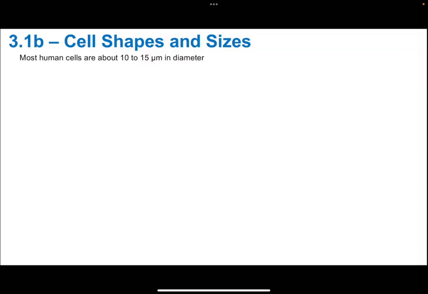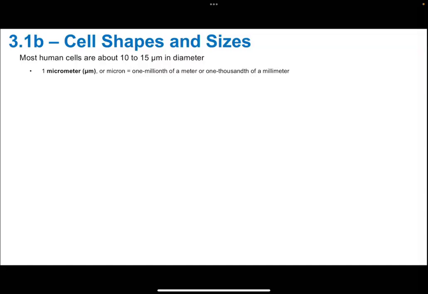As was stated at the beginning of this chapter, cells come in many different shapes and sizes. Most human cells are about 10 to 15 micrometers in diameter. What does this even mean? 1 micrometer, or also sometimes called a micron, is equivalent to 1/1,000,000th of a meter, or something you've probably measured more recently, 1,000th of a millimeter. So if you know what a millimeter is, it's 1,000th of that.